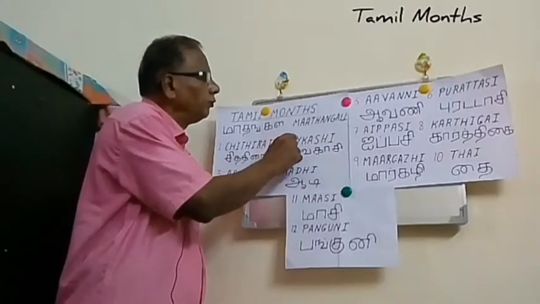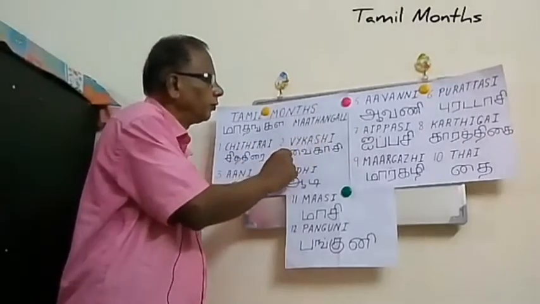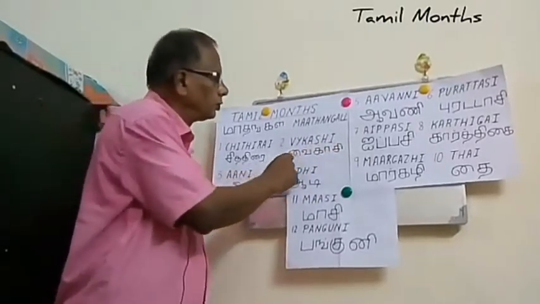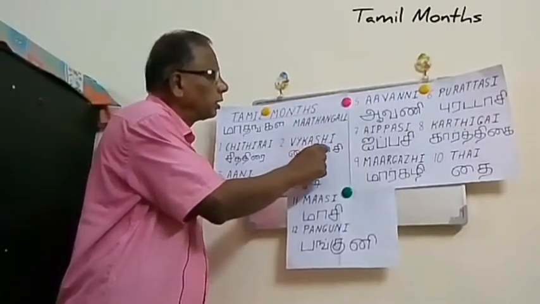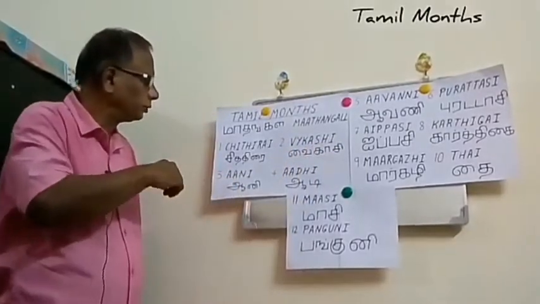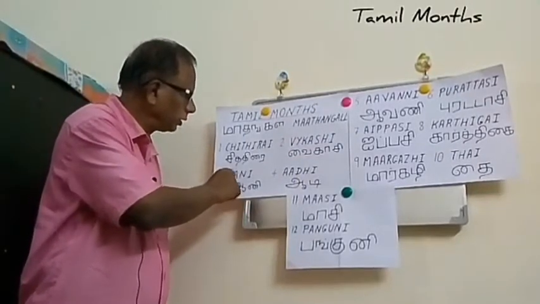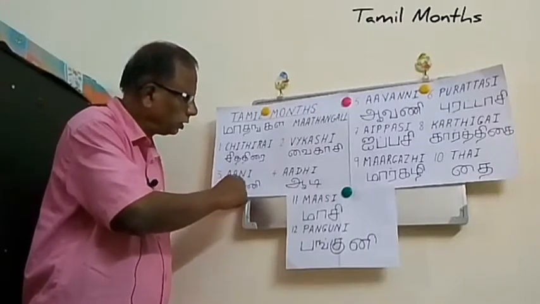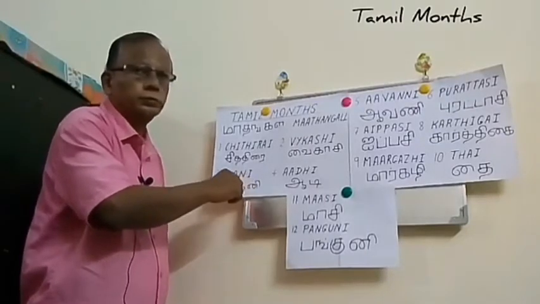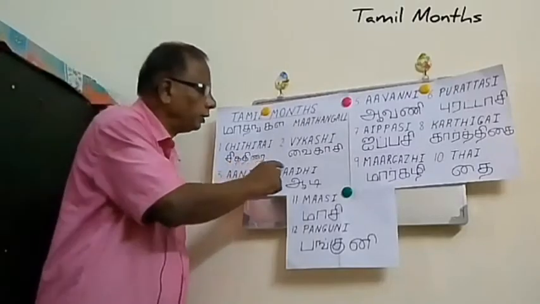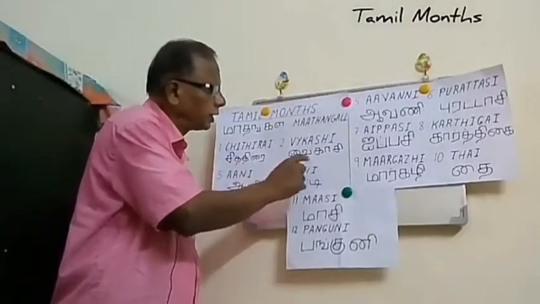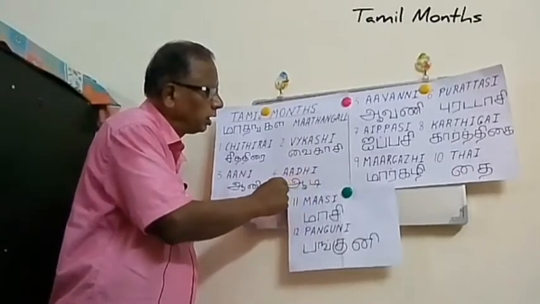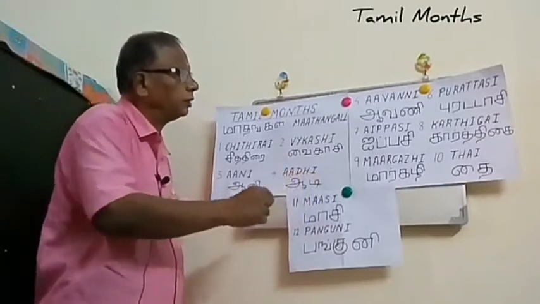Then Vaikashi, VYKASHI. Then comes Ani, the third one. It's called Ani, AANI. Then comes Adi. AADHI is written A-D. It's called Adi.